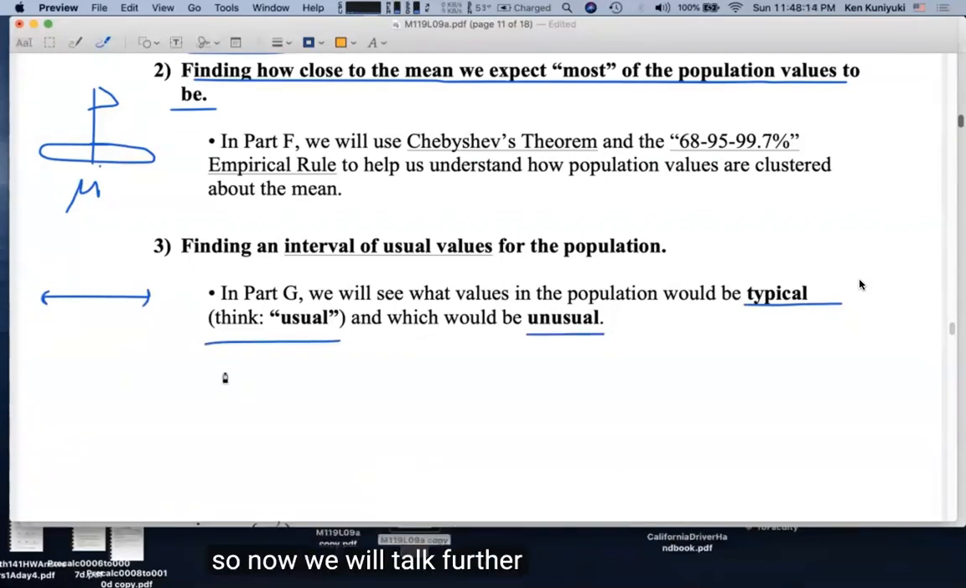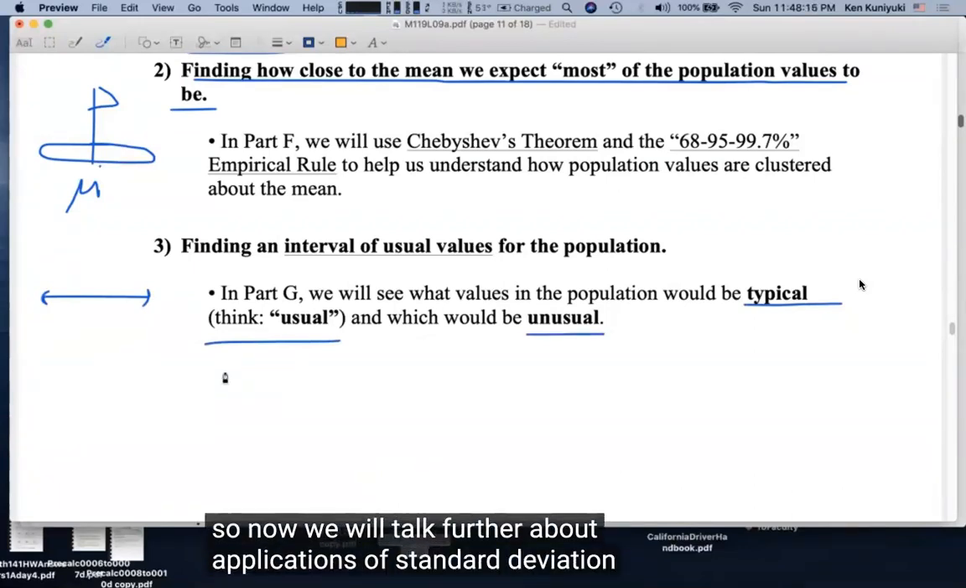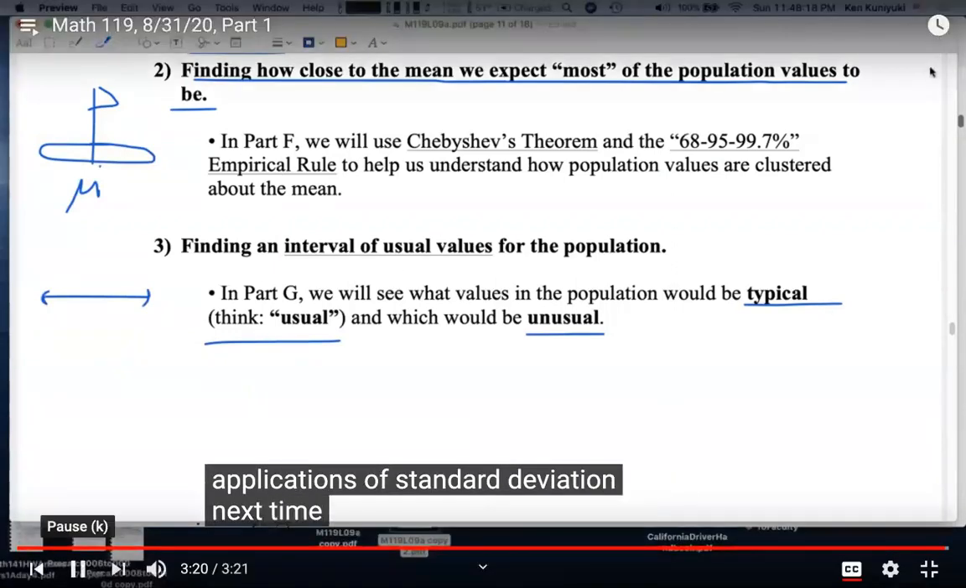So now we will talk further about applications of standard deviation next time. All right. Any questions thus far? Questions thus far? All right, looking at applications of standard deviation.